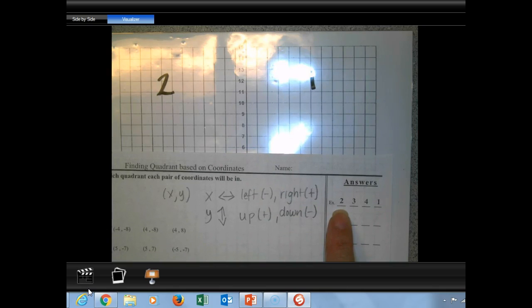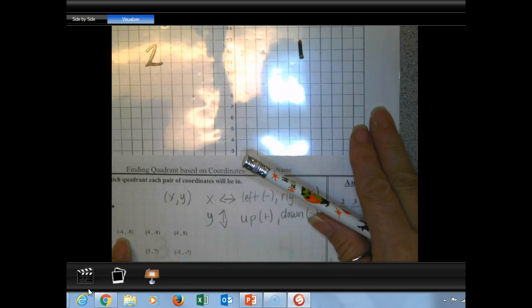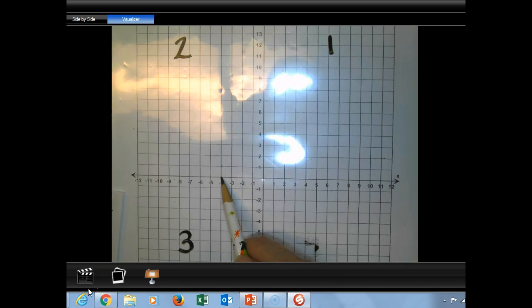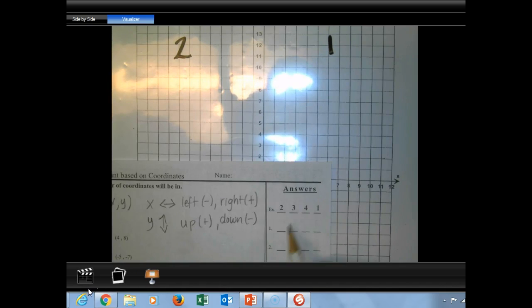Got it? Okay, let's look at the next one, -4, -8. From my point of origin, -4 tells me left, and then -8 tells me up or down. Down. Down 8. What quadrant am I in? 3. That's what I'm going to write down for my answer, 3.